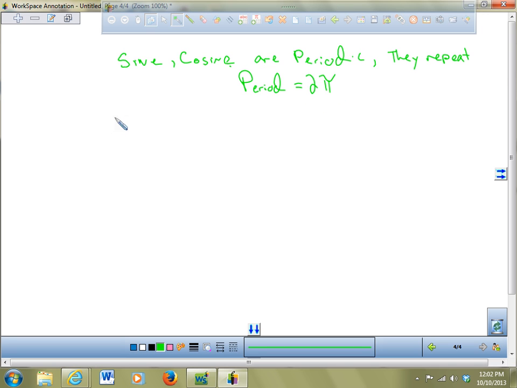We will learn later that sine and cosine are periodic. That means that cosecant and secant have to be periodic. But tangent and cotangent are also periodic, but their period is different.